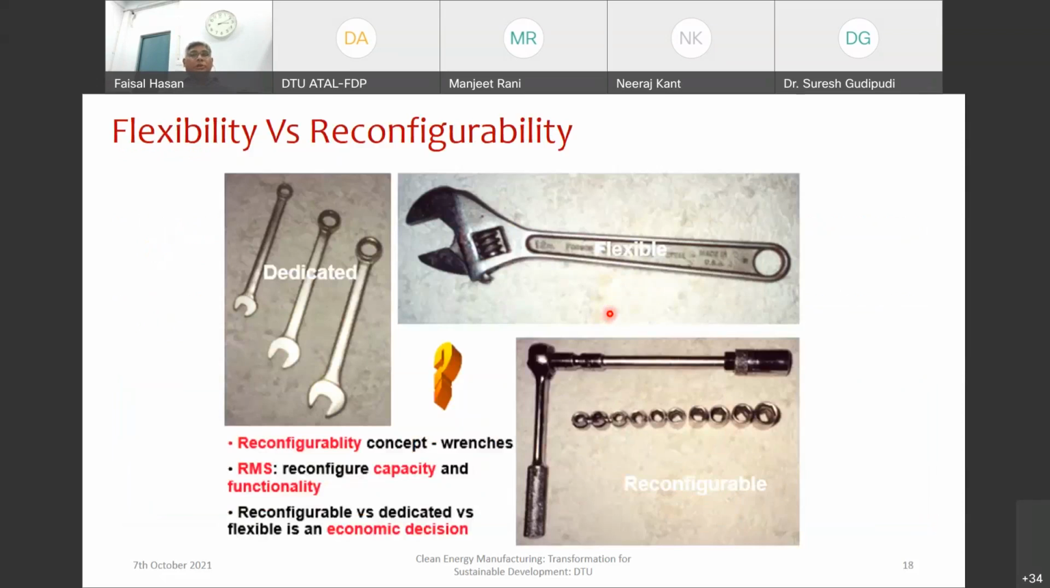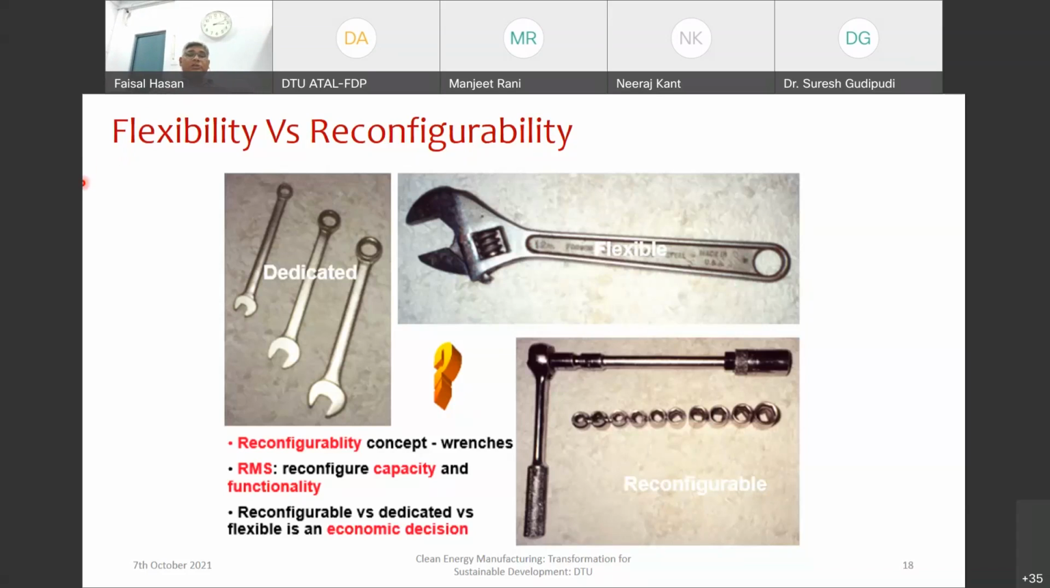Now, there are two things. Some people might get confused with reconfigurability and flexibility. Is there any difference between the two? Now, what is the difference between the two? Just to explain the difference, I have put a few pictures on this slide.